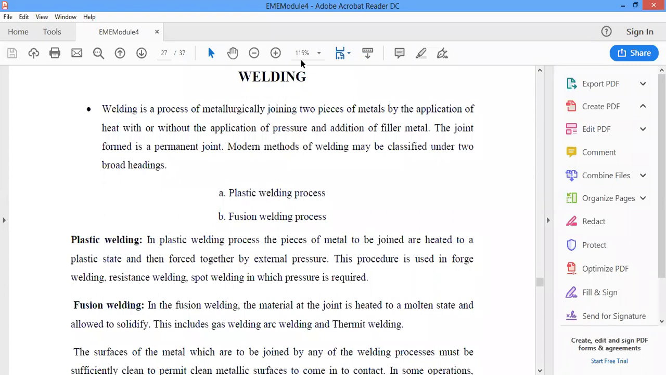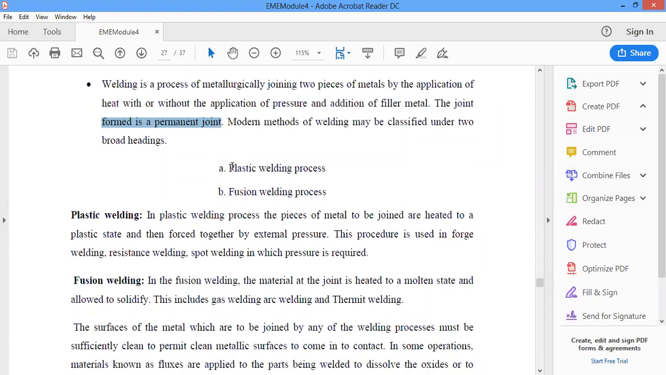What happens in welding is the metallurgical joining of two pieces of metal by the application of heat. Depending upon the type of welding process, there may or may not be the application of pressure and the addition of filler metal. It is not necessary, but depends upon the type of welding process we choose. As I mentioned, it forms a permanent joint. Basically we have two things: the plastic welding process and the fusion welding process.